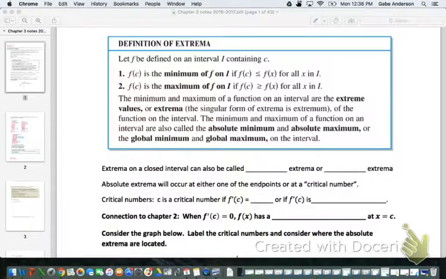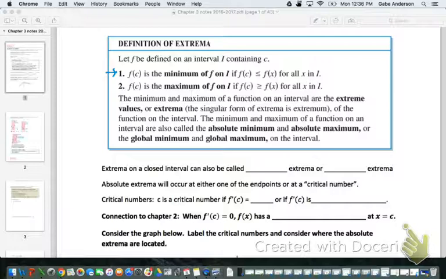Let's take a quick look at this box here. It's just a formal definition of maximums and minimums. So take a look here at number 1. It's saying f of c is the minimum value of f on a particular interval if f of c is less than or equal to f of x for all of the values of x in the interval. So in other words, if f of c is smaller than or equal to all the other values of f of x, then f of c must be the lowest value, making it the minimum.